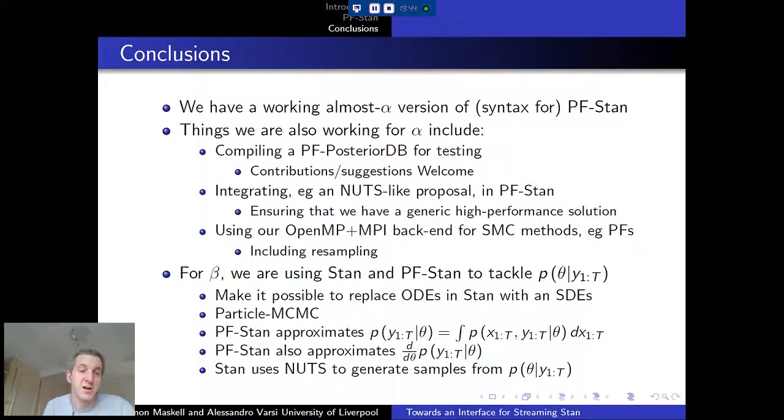And finally, for our beta, which is slightly further ahead, but definitely coming, we're using Stan and pfStan to tackle the inference task that I described before, which will enable us to replace ODEs in Stan with SDEs and enable us to calculate likelihoods and gradients and use samples in Stan as well as pfStan.